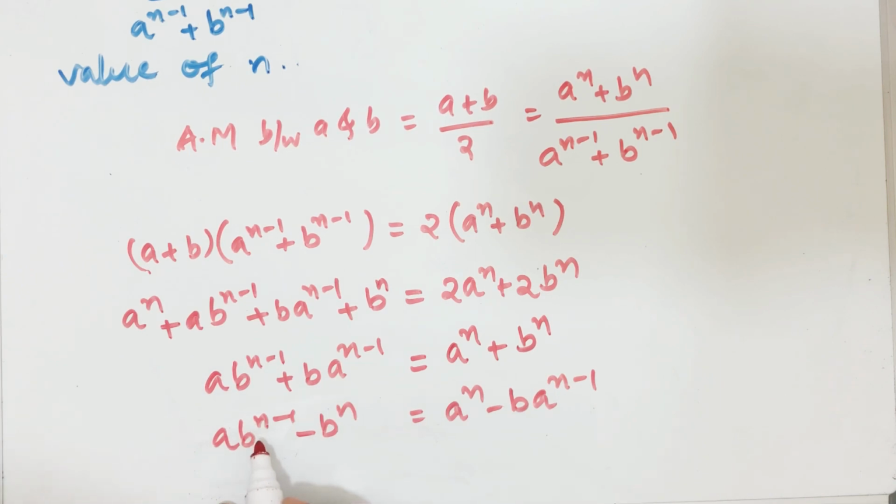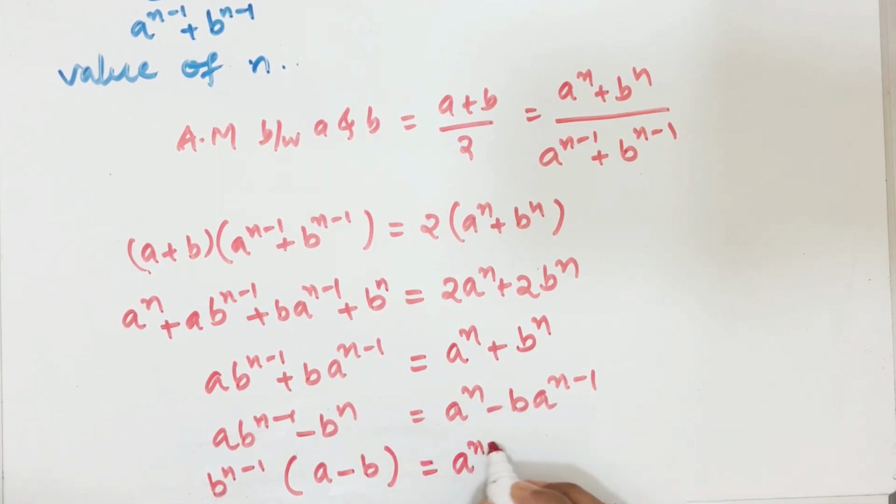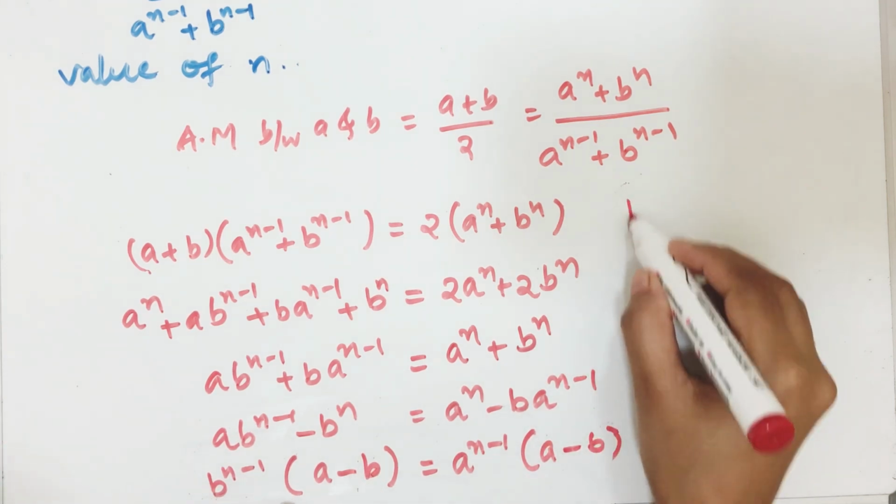Here b raised to n minus 1 is common. We get b raised to n minus 1 into a minus b equal to, here a raised to n minus 1 is common, into a minus b. Get this term to the side. Here a minus b by a minus b is equal to 1.